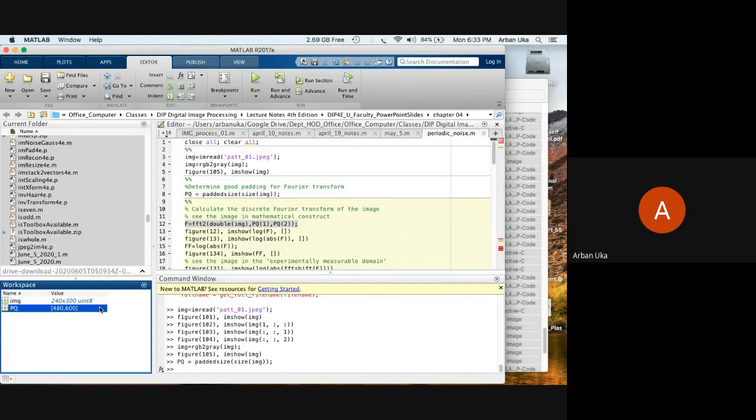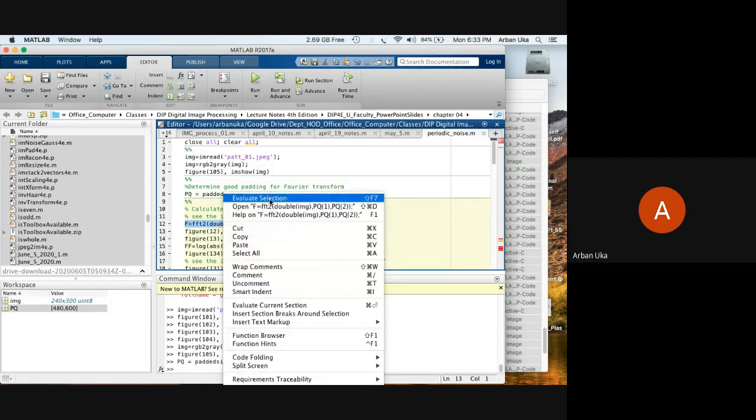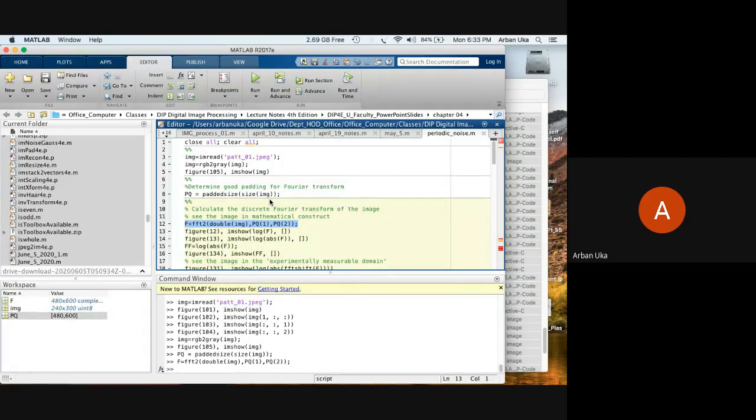Whenever we calculate the Fourier transform, it's good to do the padding, which means that we can provide a larger size for the image in order to find the Fourier transforms, because we get fewer errors. Now, the image itself is 240 by 300, and we want to find the Fourier transform of the original image IMG.